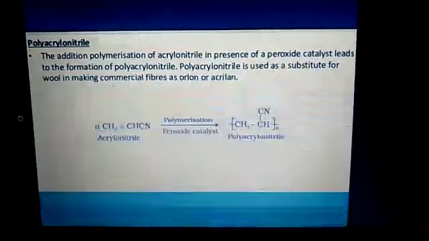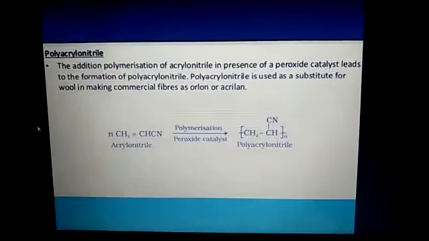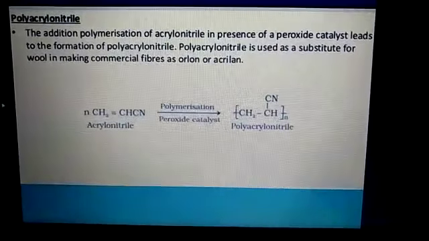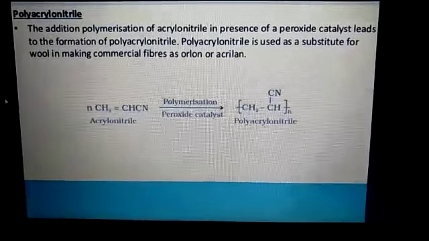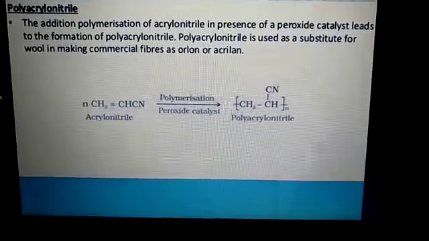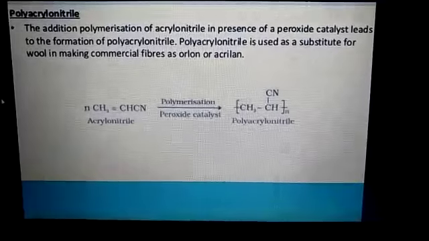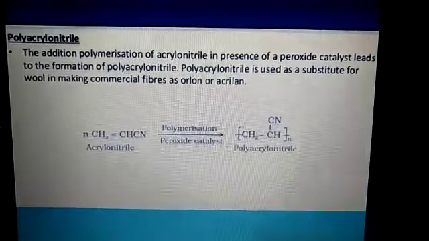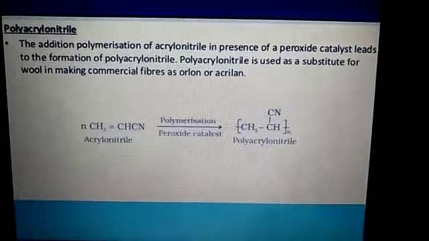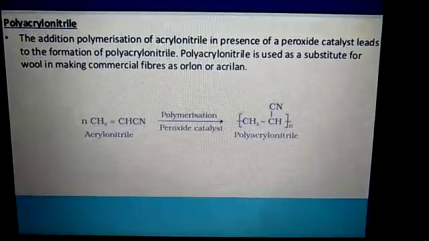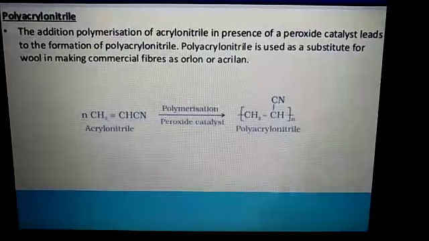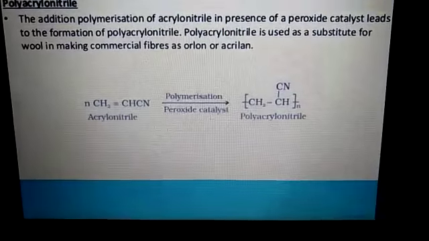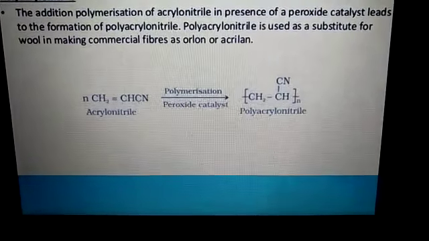Next is polyacrylonitrile. It is known as Orlon and also known as PAN, polyacrylonitrile. The addition polymerization of acrylonitrile in presence of peroxide catalyst gives polyacrylonitrile. Now polyacrylonitrile is used as a hard, horny and high melting material. It is a substitute for wool in the manufacture of Orlon or acrylic fibers, used for making clothes, carpets, blankets. It is also used in the preparation of other polymers to improve their quality.